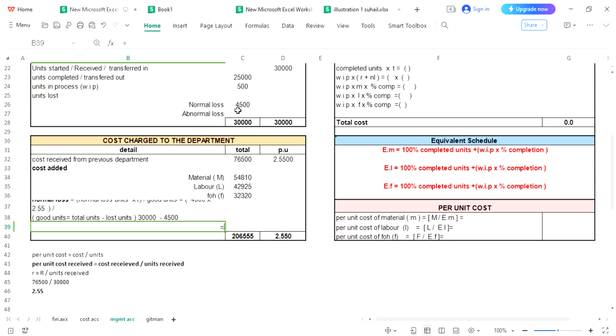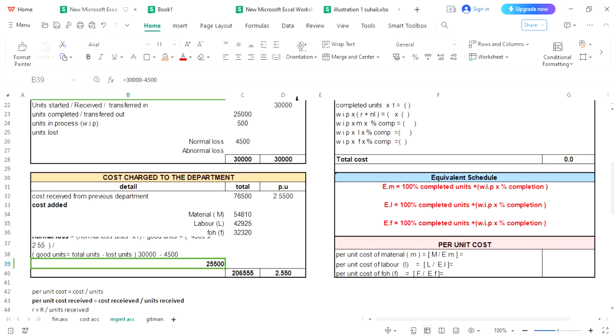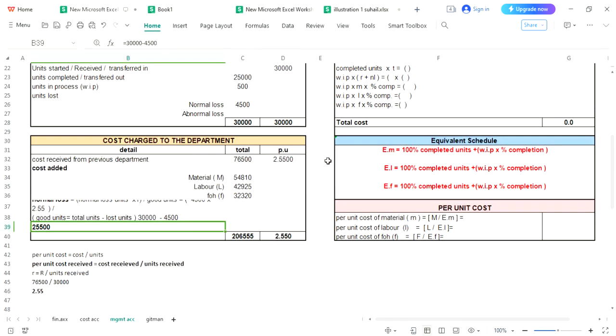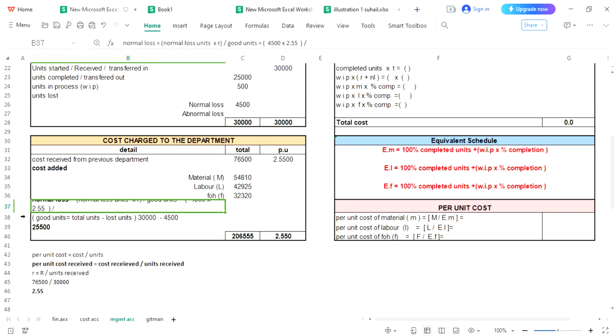Now write it on the calculator. 30,000 units subtract 4,500. This way you have calculated your good units. Now you can see 25,500 are your good units. Let's align them on the left side so that you can relate it. Okay, come to the point. We have calculated good units and now it's time to put the same number of units in our formula of normal loss. We were completing it.